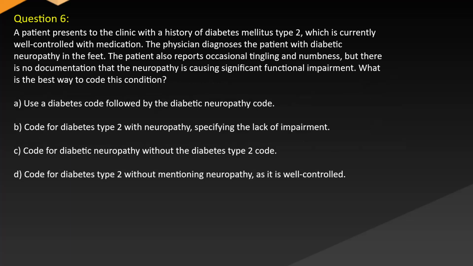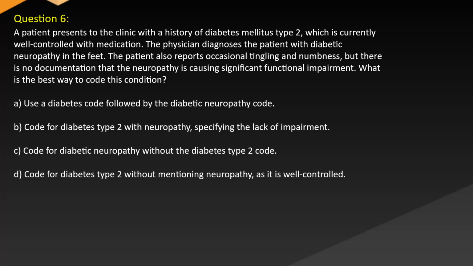Question 6. A patient presents to the clinic with a history of diabetes mellitus type 2, which is currently well controlled with medication. The physician diagnoses the patient with diabetic neuropathy in the feet. The patient also reports occasional tingling and numbness, but there is no documentation that the neuropathy is causing significant functional impairment. What is the best way to code this condition?